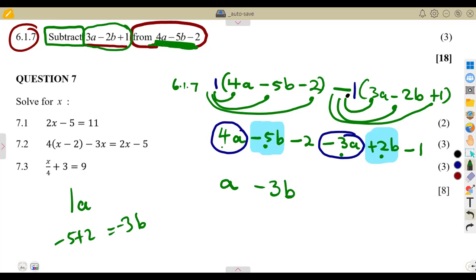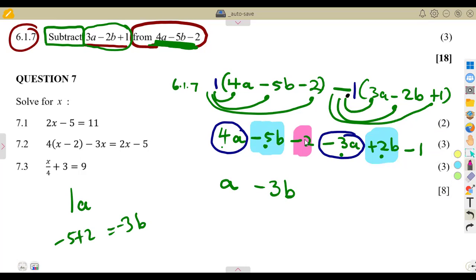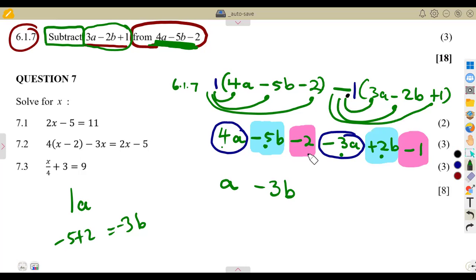You move on to the constants. There are constants, numbers that are there: minus 2 and minus 1. These are constants. You combine the constants on their own. Minus 2, minus 1, you are going to get a minus 3. So you consider like terms: a on its own, b on its own, constants on their own.